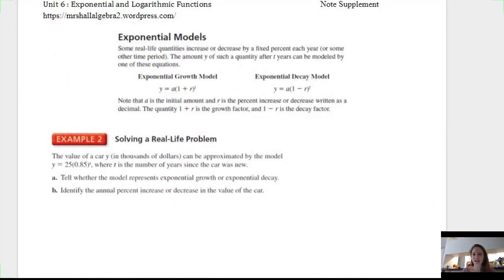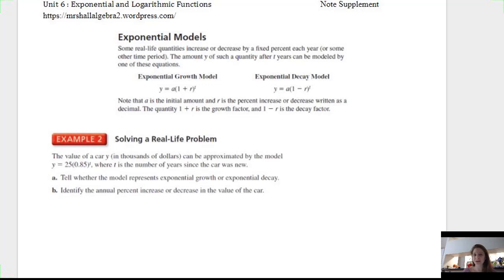Okay, exponential models. Some real-life quantities increase or decrease by a fixed % each year or some other time period. The amount y of such a quantity after t years can be modeled by one of these equations. Exponential growth or exponential decay.